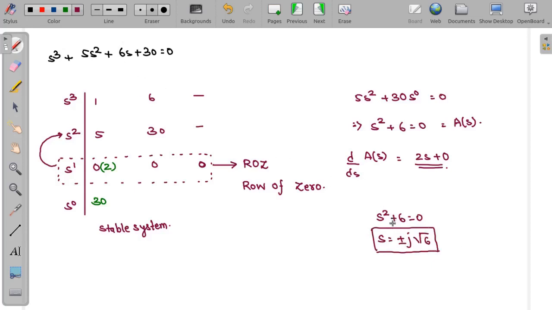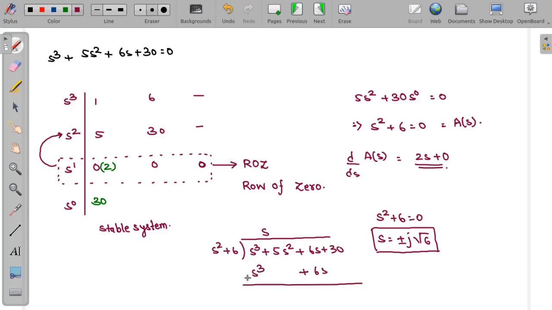So if two of the roots are like this, I can even get the third root. How? By dividing. So if you divide this characteristic equation by s square plus 6, you will get the other pole also. So this will be s cube plus 6s.